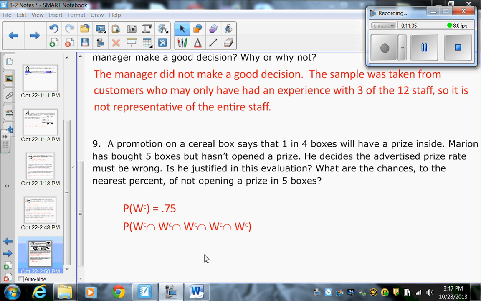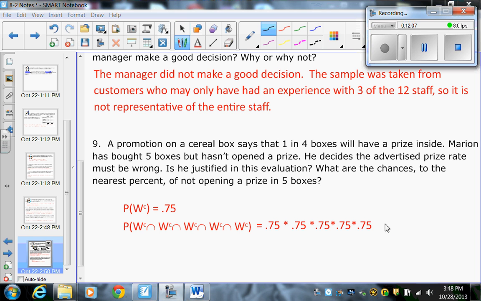Well, we want to know the chance of not winning in 5 boxes. So we have not winning intersected with not winning, intersected with not winning, intersected with not winning, intersected with not winning. And this is an and statement because you're not winning and not winning and not winning and not winning and not winning. So we're going to multiply here. The chance of not winning is 0.75, so 0.75 times 0.75 times 0.75 times 0.75 times 0.75 would give us 0.24. So the chance, to the nearest percent, of not opening a prize in 5 boxes is 24%.